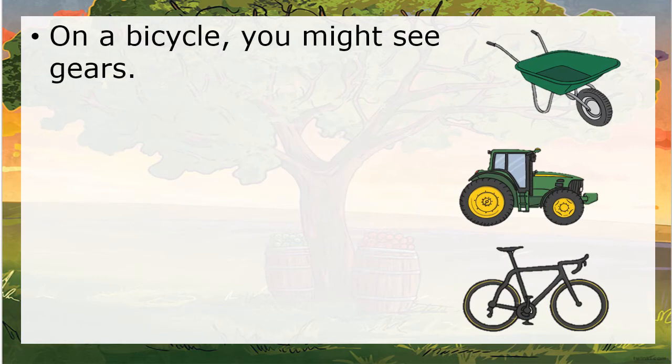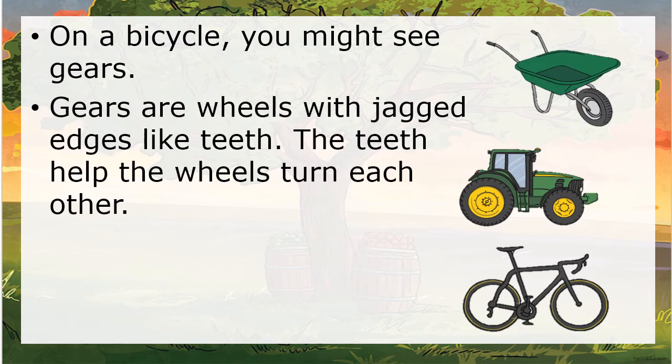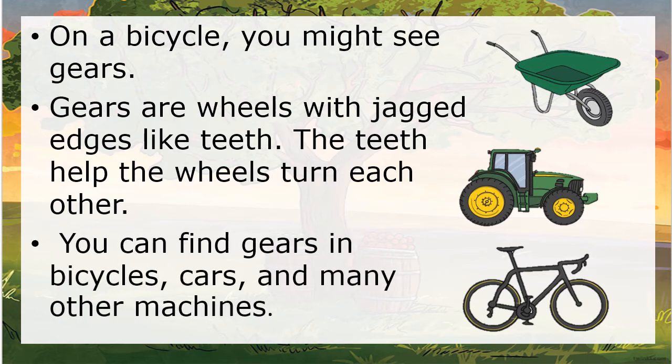On a bicycle, you might see gears. Gears are wheels with jagged edges like teeth. The teeth help the wheels turn each other. You can find gears in bicycles, cars, and many other machines.